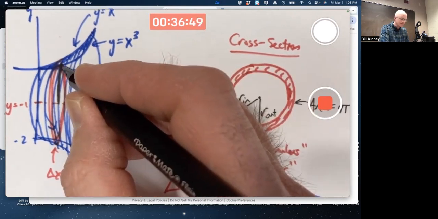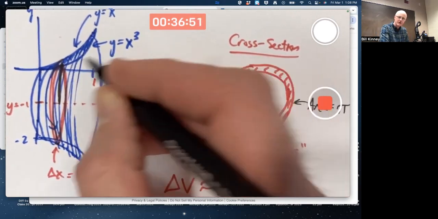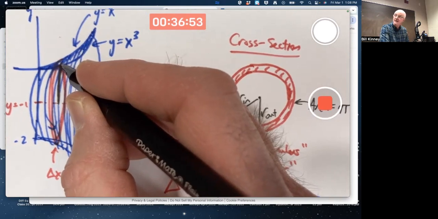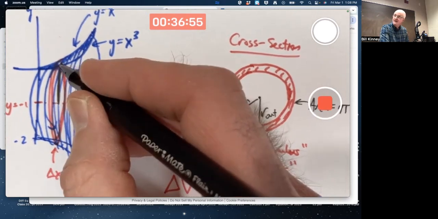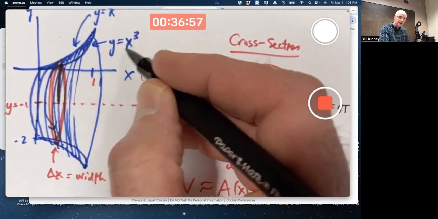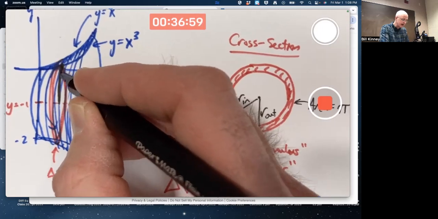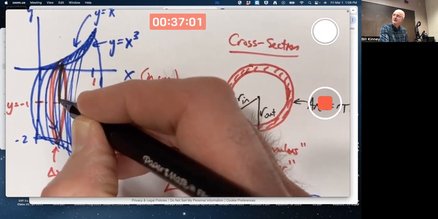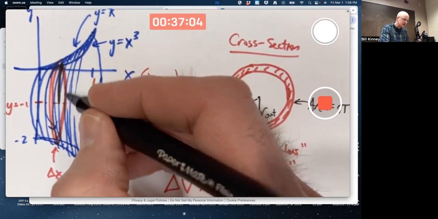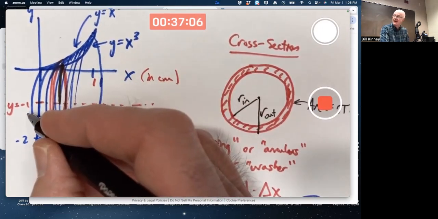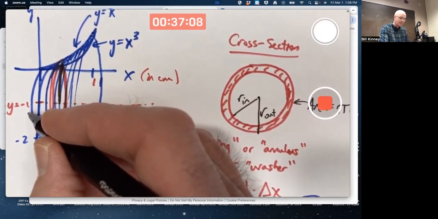Watch where my pen is. The curve, x cubed. That's R in, that distance. It doesn't equal x cubed. It equals x cubed, this distance, plus 1, this distance. Or if you want to take x cubed and subtract -1, you get the same thing, x cubed plus 1.